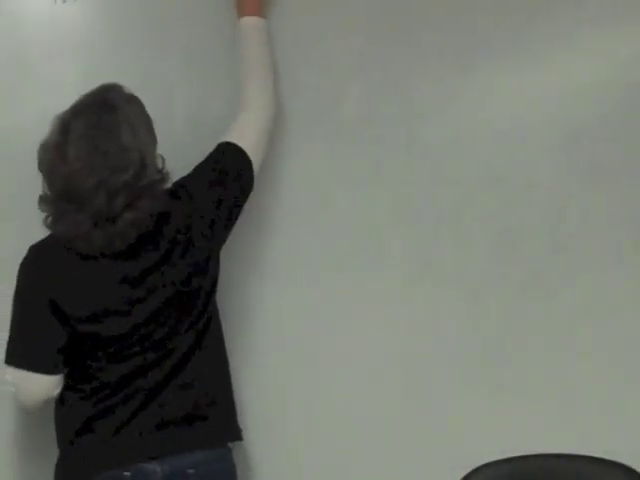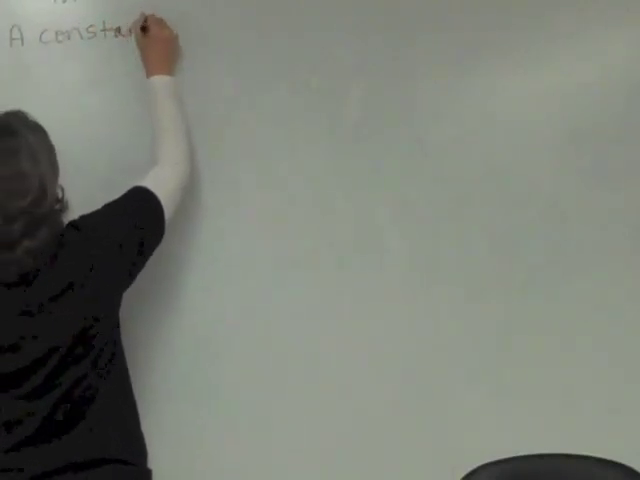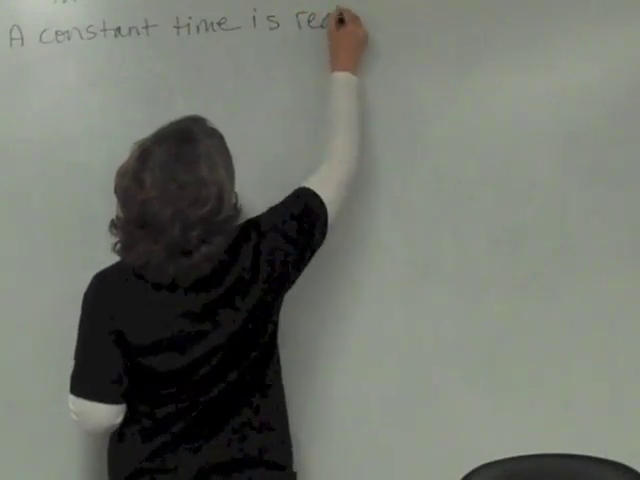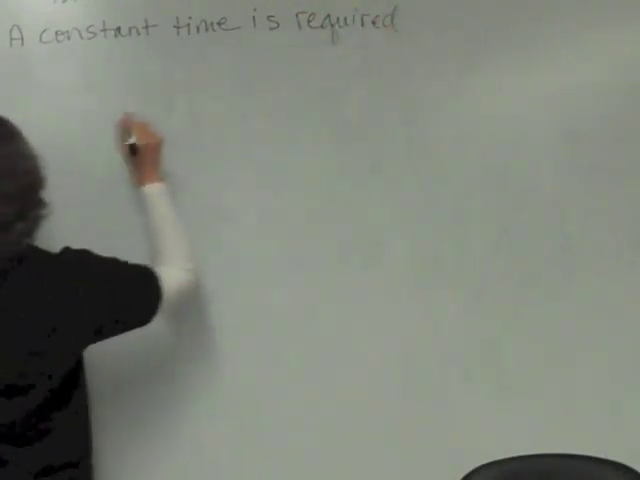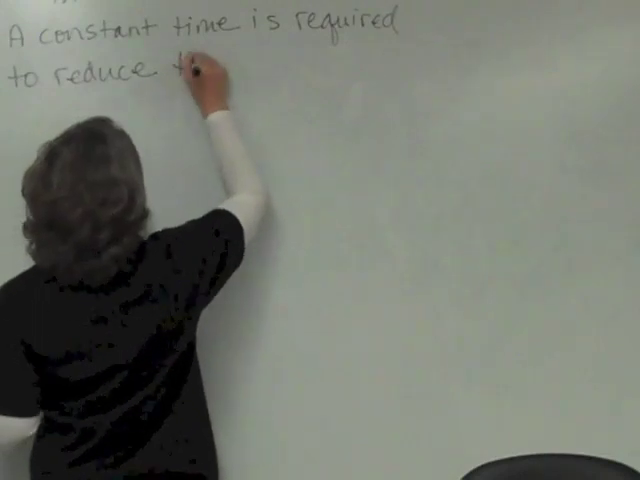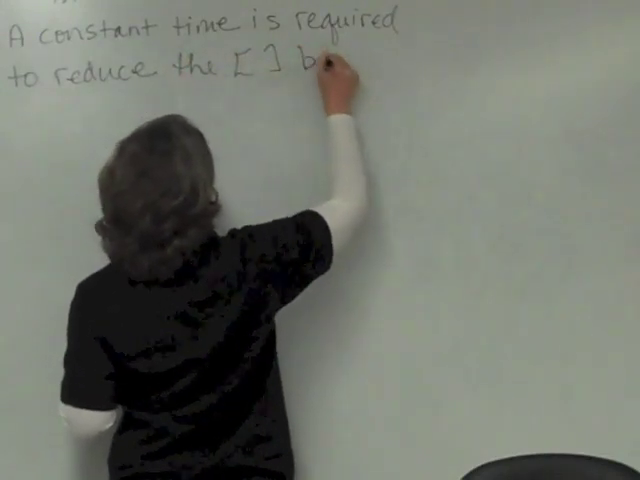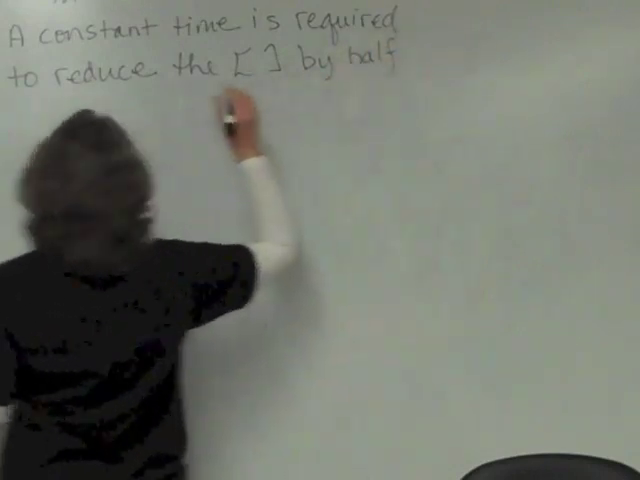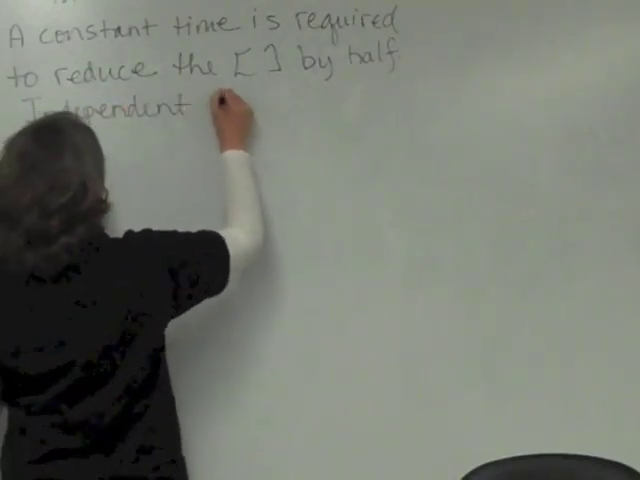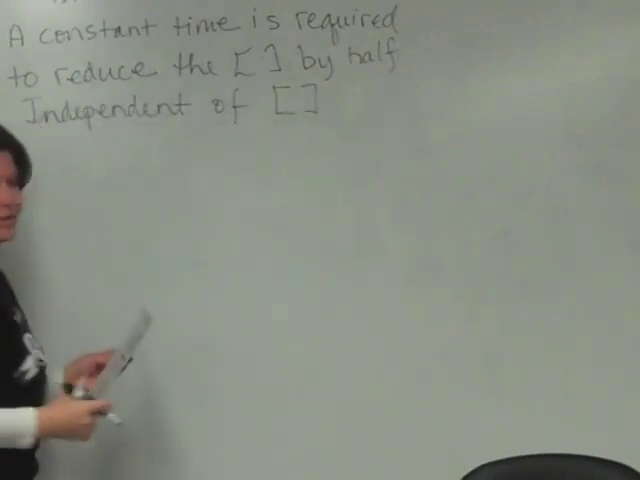So T1/2 of first order: a constant time is required to reduce the concentration by half. It is independent of the concentration. So what do I mean by that?